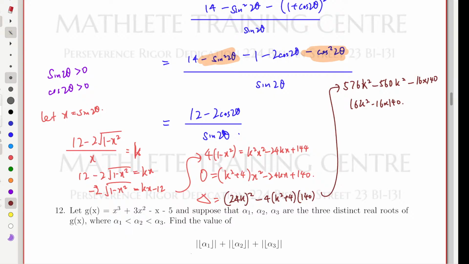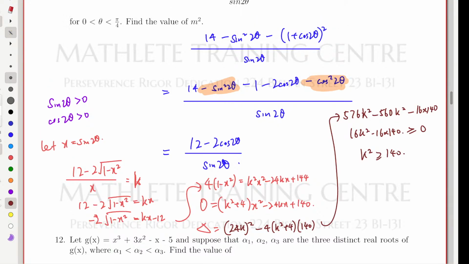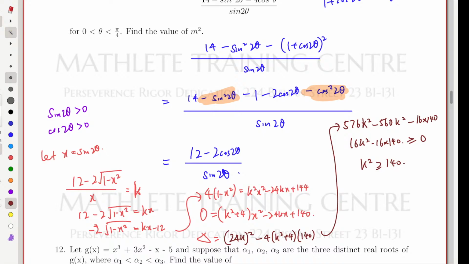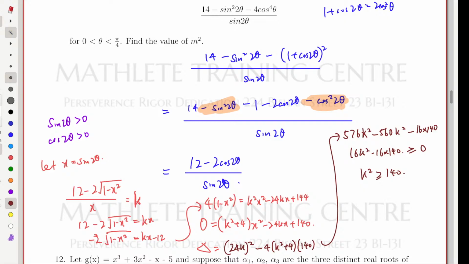So for the discriminant to be bigger than or equal to 0, we just realized that k squared has to be at least 140. And then we are done, because in this case k is the minimum value we're looking at. So probably I should have just set it to be equal to the letter m, but I didn't realize it. So actually, here we have already found the minimum value, 140.